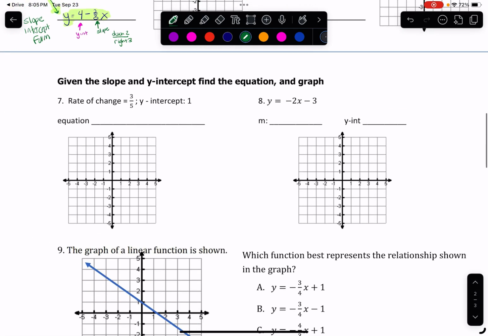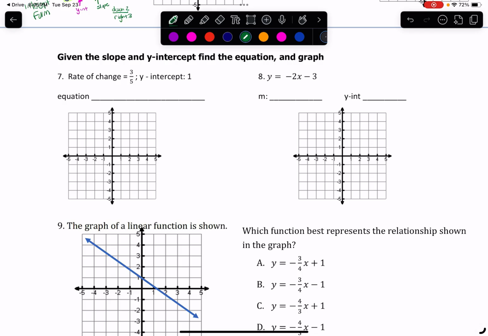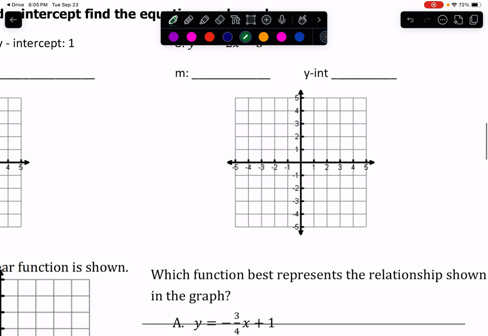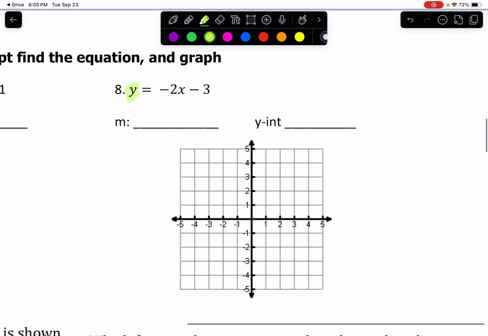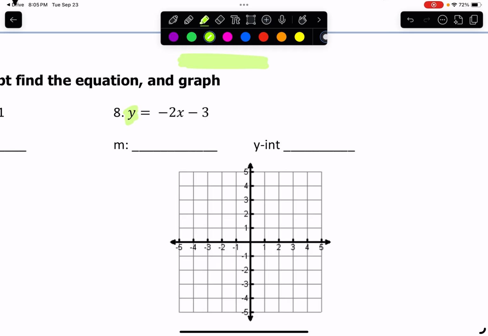Here we go. Let's look at numbers. Let's see, 7. We already did kind of a problem like 7. Let's look at number 8. So number 8 is already having the y value by itself. So this y is already by itself, which means because y is by itself, this is already in slope-intercept form. Slope-intercept form, the number that's in front of the x is my slope. So the number that's in front of the x is -2.